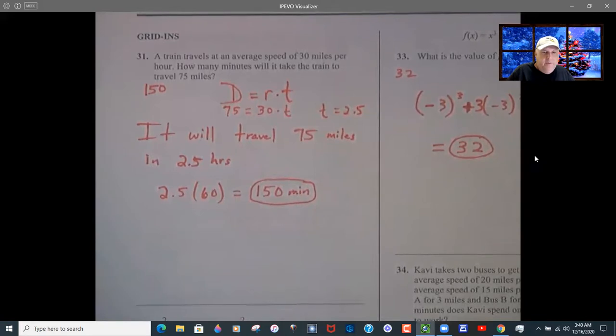So here we go. 75 is the distance, 30 miles per hour is the rate. Make sure your units are all good. You solve for 2.5 hours. So it will travel for 2.5 hours. How many minutes is that? So 60 minutes per hour, 2.5 times 60, 150 minutes.